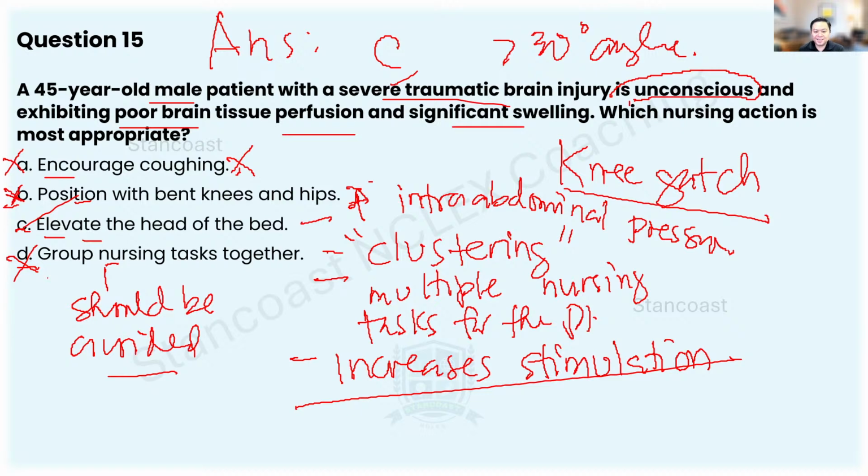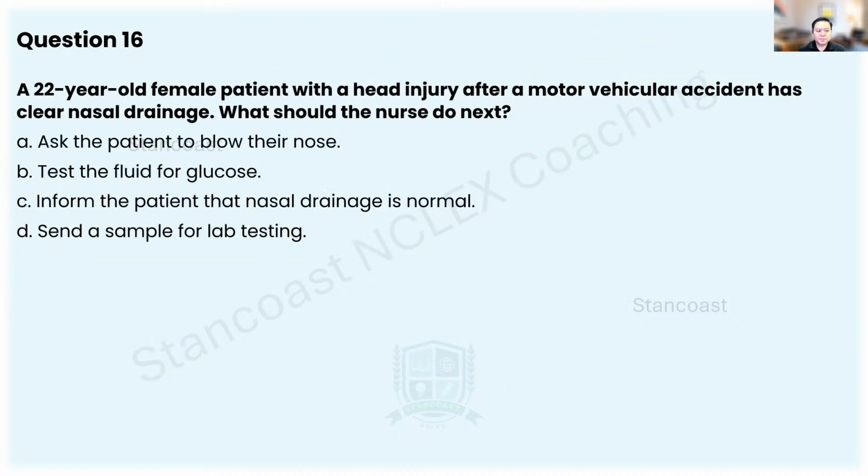Let's have number 16. A 22-year-old female patient with a head injury after a motor vehicular accident has clear nasal drainage. What should the nurse do next? A, ask the patient to blow their nose. B, test the fluid for glucose. This is another given question. Letter C, inform the patient that nasal drainage is normal. D, send a sample for lab testing. What will you do here?